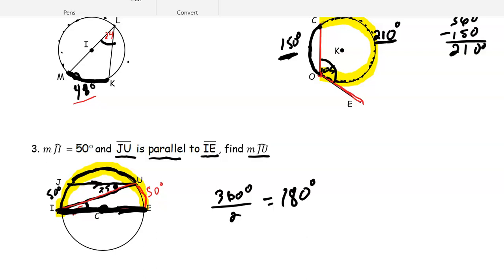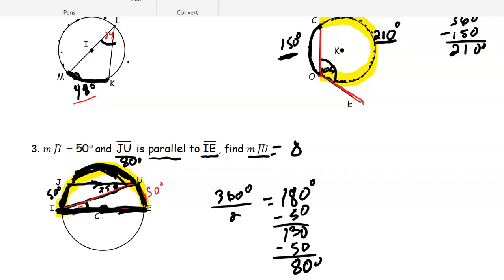So we have 50 here, so we get rid of that 50. We have 50 of it over here as well. Let's get rid of that 50. Whatever the remaining part is would have to be the part that we are looking for, which is JU. So this would have to be 80 degrees. Okay, so the measure of arc JU, 80 degrees.